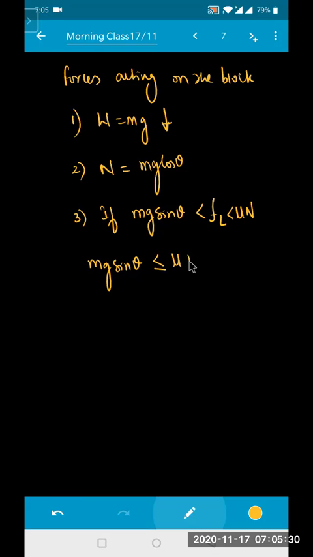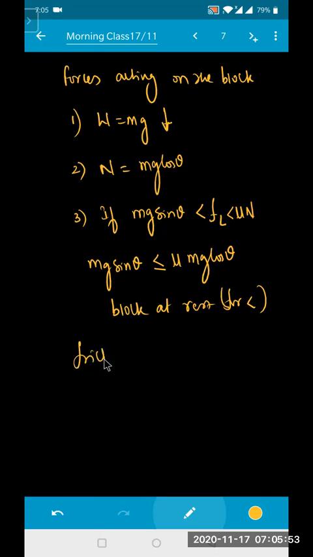N value is how much? mg into cos theta. Isn't it? That means it is about to slide. That means if it is lesser than that one, the block is at rest. Isn't it? So frictional force will be equal to how much at a time? Frictional force will be equal to FL. That will be equal to your mg sin theta.